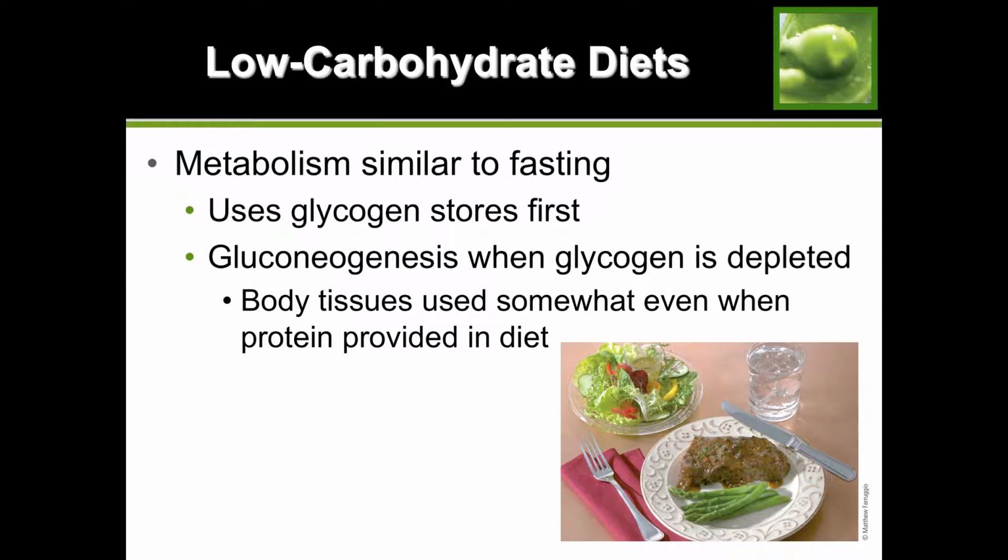And this is why I'm not a big fan of low-carb diets. The metabolism can be similar to fasting. It uses glycogen stores first because you're not giving it enough glucose. So gluconeogenesis happens when glycogen is depleted. And then the body tissues are still going to be used somewhat even when protein is provided in the diet. So if you're providing extra protein in the diet to spare your body proteins, it doesn't work that way. Some of that tissue is still going to be used.